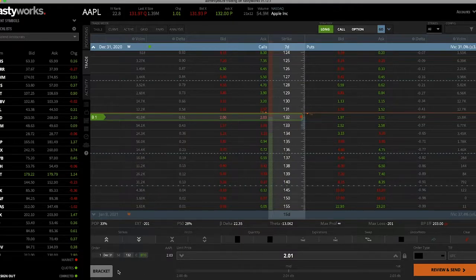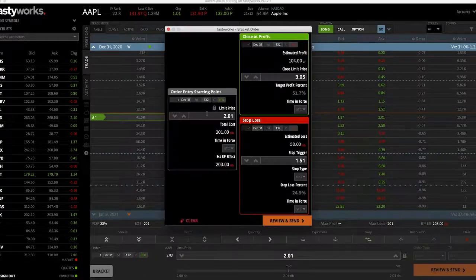So you select the quantity, you make sure all of these areas are exactly what you want. You've placed a limit order. You then select bracket. Now you'll notice the limit price will be exactly what you'd selected from the previous screen. So your limit price is 201. The total cost is $201 because every contract is for 100 of the stock, so you would times it by 100. So your total cost would be 201, and that is your estimated total cost. That's your cost base for the trade.